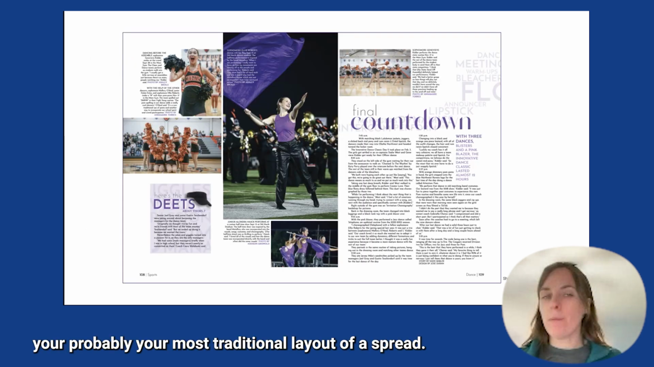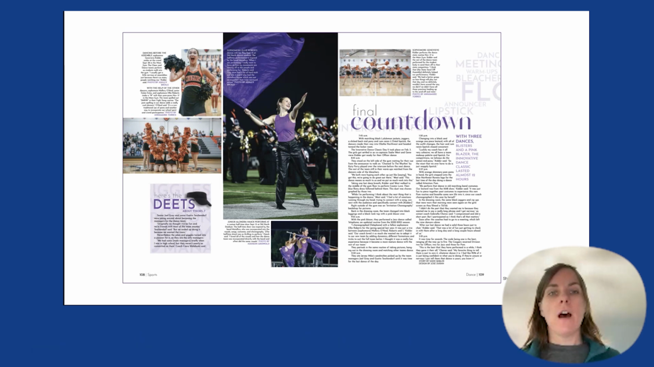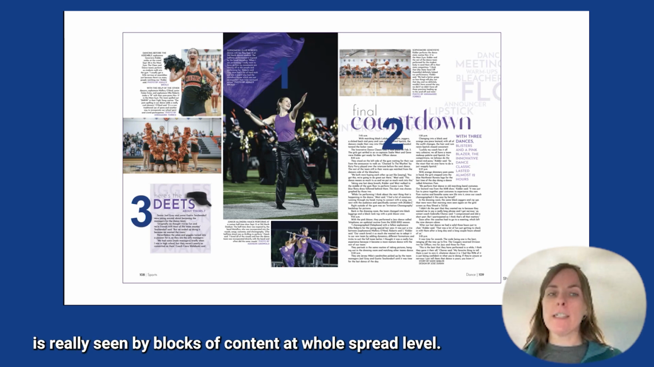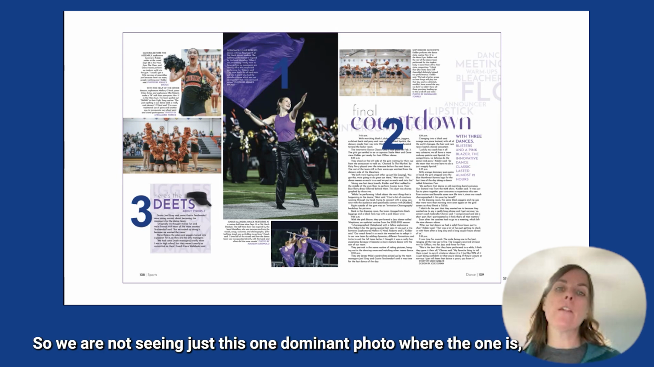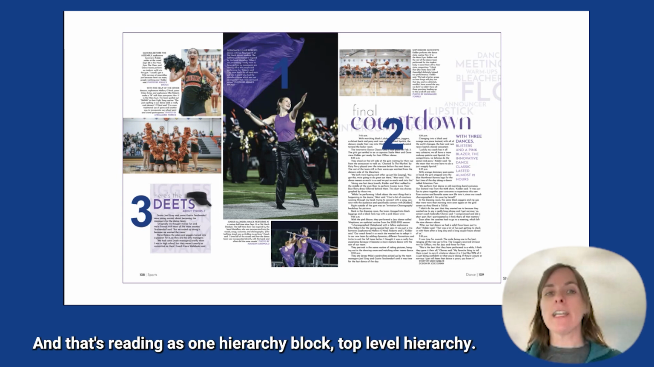So here is probably your most traditional layout of a spread, and we are going to see 3 levels of hierarchy here. And what I want to point out is that our hierarchy is really seen by blocks of content at whole spread level. So we are not seeing just this one dominant photo. We are actually seeing the dominant photo with the 4 photos hooked to it. And that's reading as one hierarchy block, top level hierarchy.